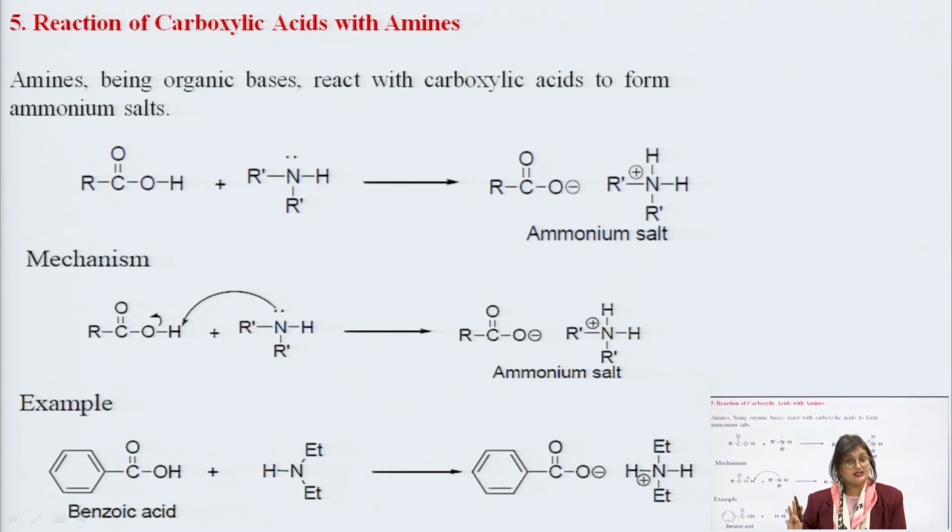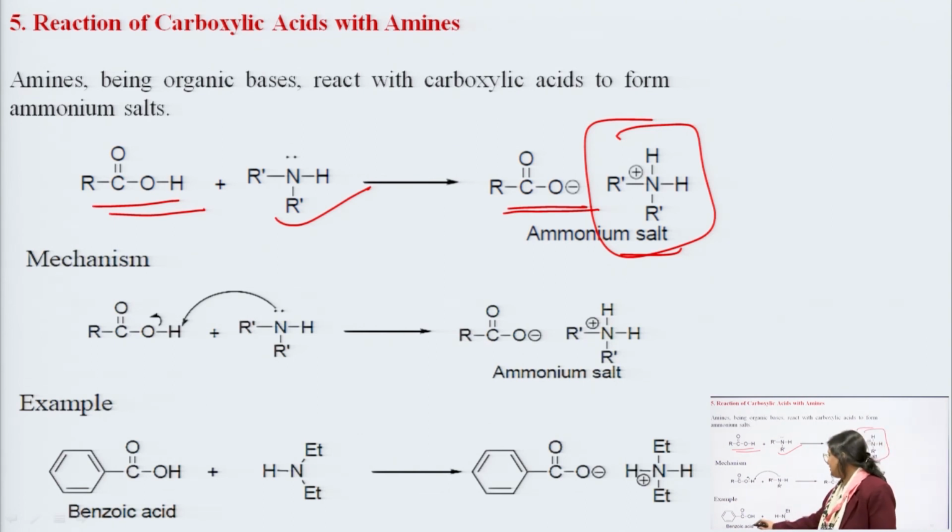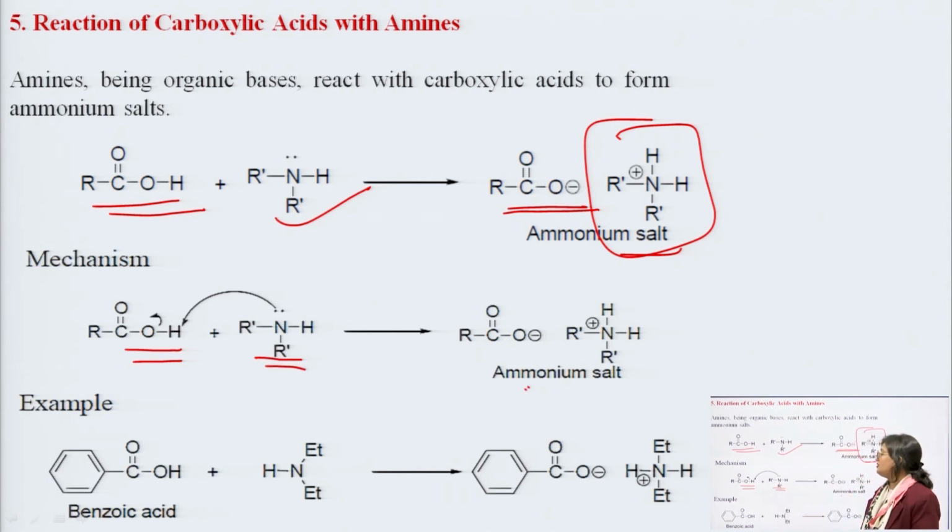Amine, a base, reacts with carboxylic acid which is acidic in nature. Obviously, the resultant product will be a salt. So, RCOOH or an acid reacts with an amine to form RCOO minus and an ammonium salt. Now, if you look into the mechanism, RCOOH plus the amine forms ammonium salt with the removal of the acidic hydrogen atom.